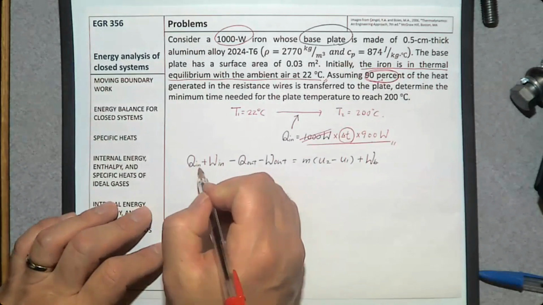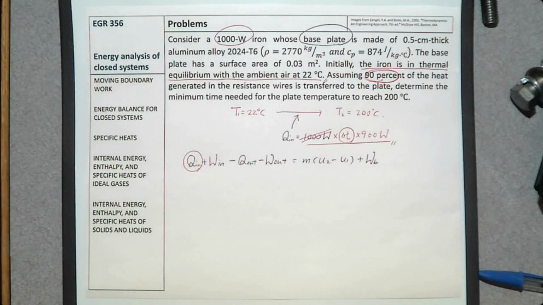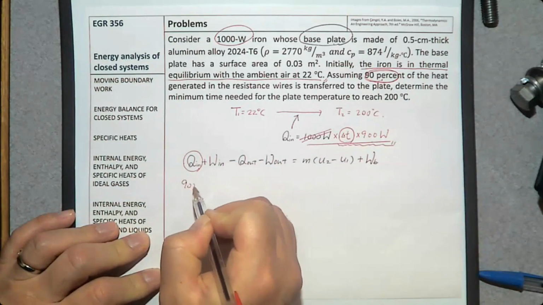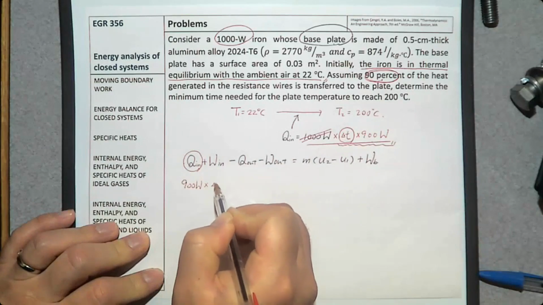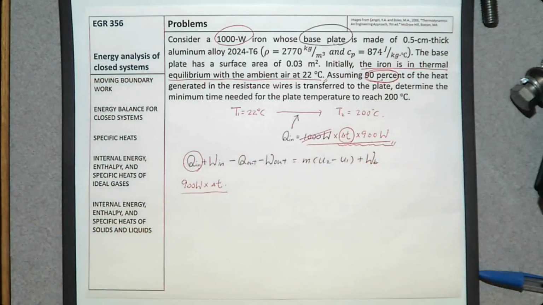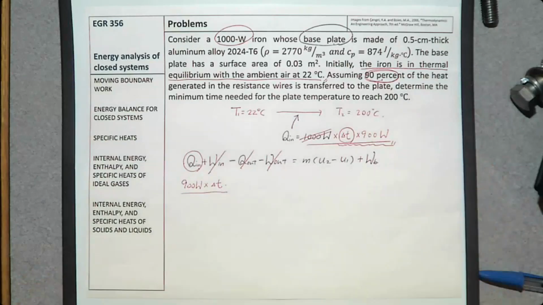So we have a heat transfer in. The resistance wire is heating the base plate. And what is the heat transfer? 900 watt times delta t. And we don't know how long. What about energy transfer by work? There's no energy transfer by work. Heat transfer out, you can neglect them. So you can neglect all of them. What about moving boundary work? The base plate, the volume is constant. So there is no moving boundary. So you can neglect Wb.